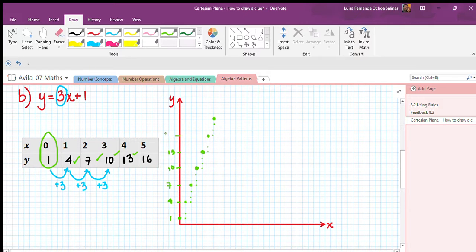Perfect. We can count the squares here just to make sure. 1, 2, 3, 4, 5, 6, 7, 8, 9, 10, 11, 12, 13, 14, 15, 16. Beautiful. So now I can draw my line here. And we can see that it's a perfect straight line that goes through all these points. Okay, beautiful. In the next video, I'm going to do the next one.